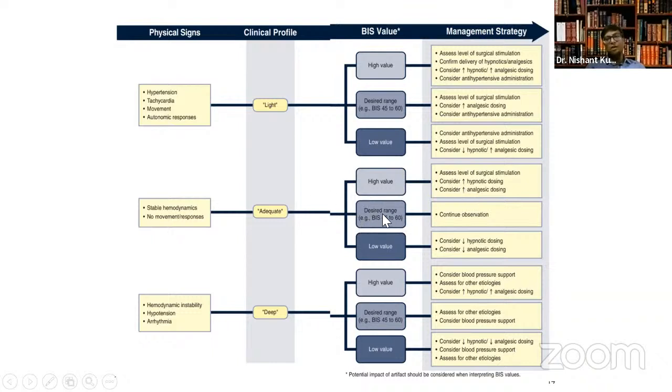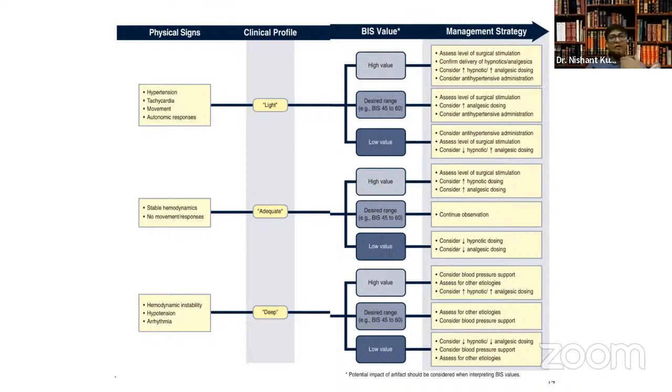Again, if it is okay, do nothing. And if it is low, come on, decrease. Hemodynamic instability, hypertension, arrhythmia, that means that the patient is deep. If the value remains high, that means there is some surgical cause. You might have to give blood pressure support. And if it is in the desired range, again, you have to look at the cause and give vasopressors. And if the BIS is low and you're having hemodynamic instability, hypotension, arrhythmias, that means you need to come down. You're probably giving too much hypnotic and analgesics.